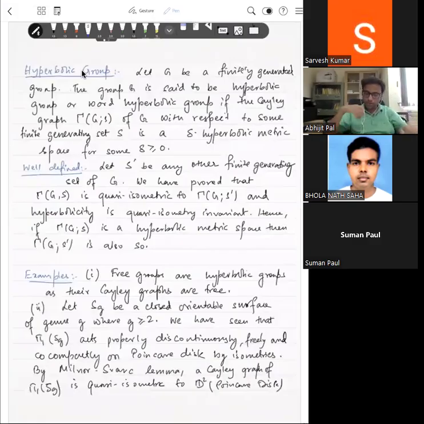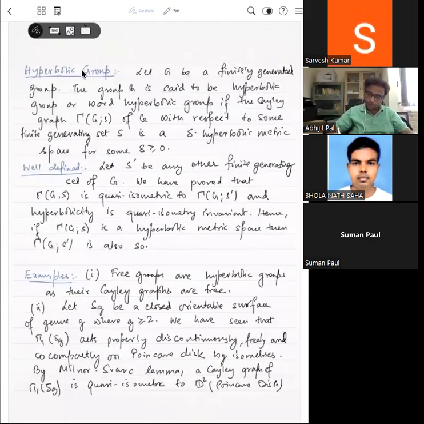So again, what is the definition of a hyperbolic group? A finitely generated group is said to be a hyperbolic group if the Cayley graph of G with respect to some finite generating set is a delta hyperbolic metric space for some delta greater than or equal to 0. And why is this well defined? If I take some other finite generating set S prime, then the Cayley graph of G with respect to S is quasi-isometric to the Cayley graph of G with respect to S prime, and hyperbolicity is quasi-isometry invariant. Therefore, this definition of a hyperbolic group is well defined. This part we have already discussed.